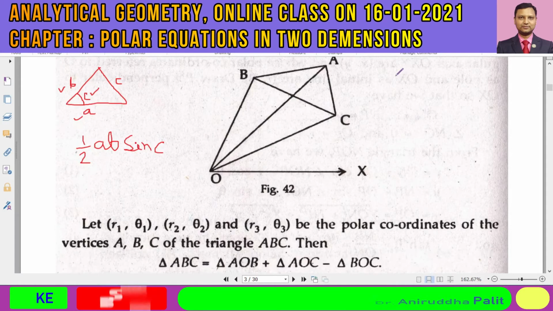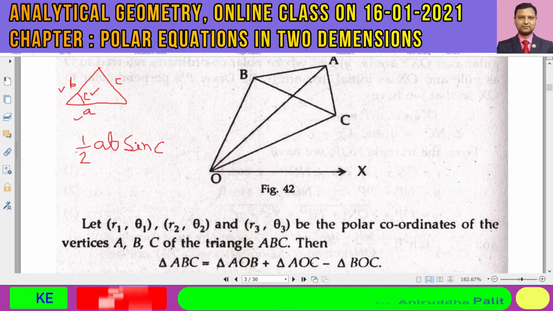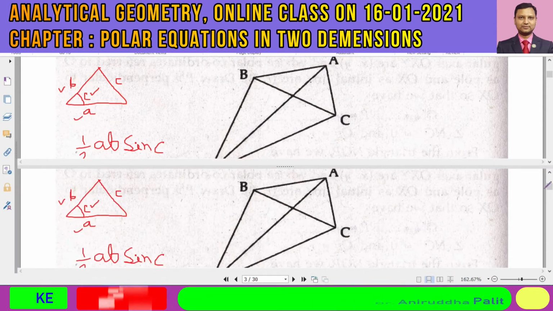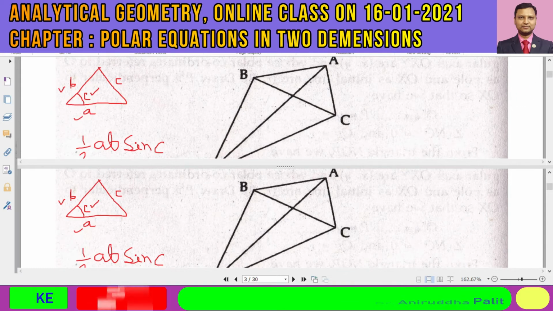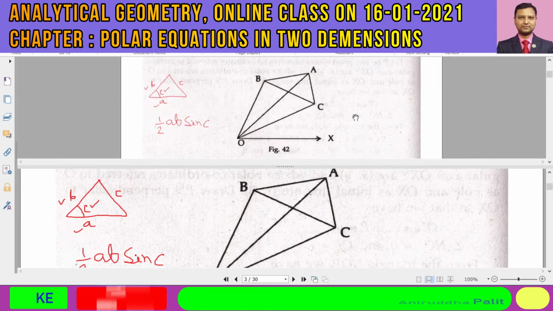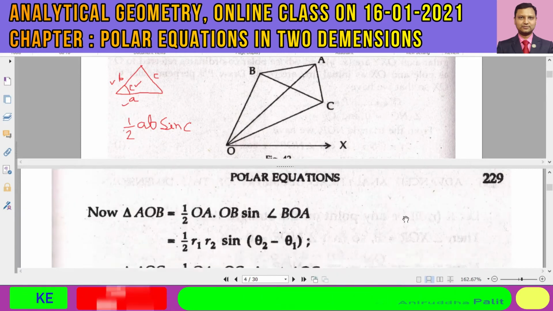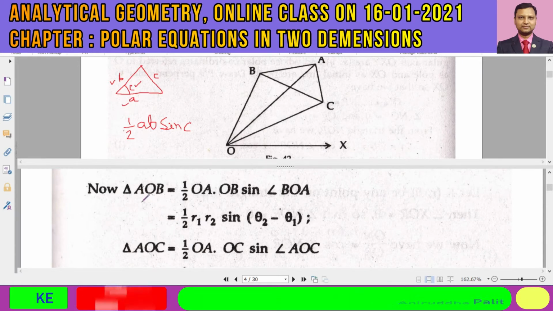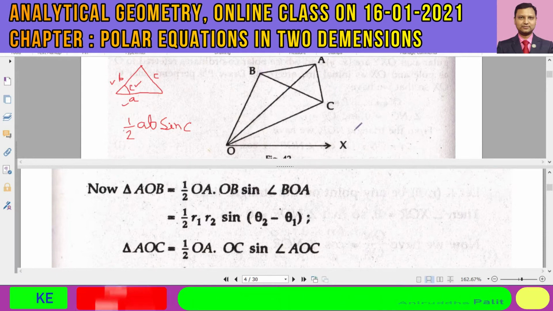Now, how to find out the area of the triangle? Let me divide this screen into two portions. So this is the triangle. Let me minimize it a bit. Now let's move on over here. You see, the area of the triangle is ABC.